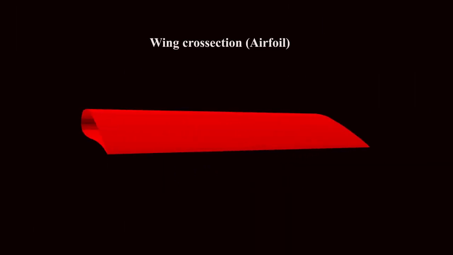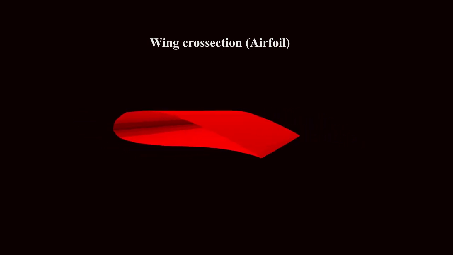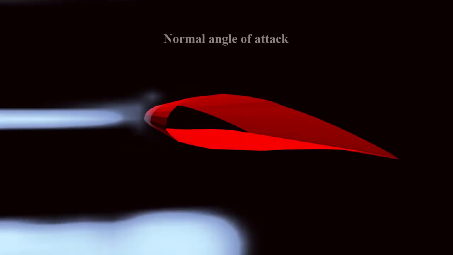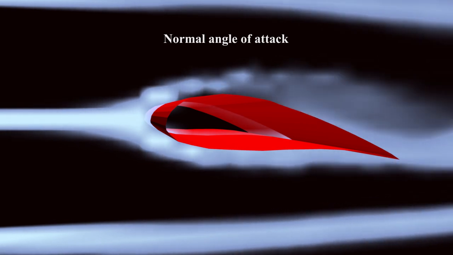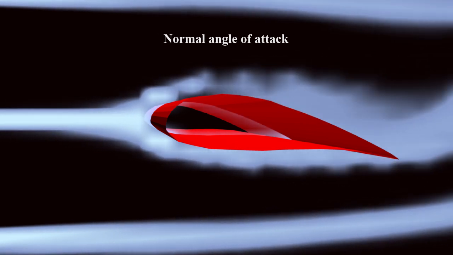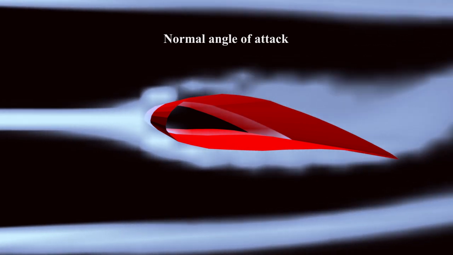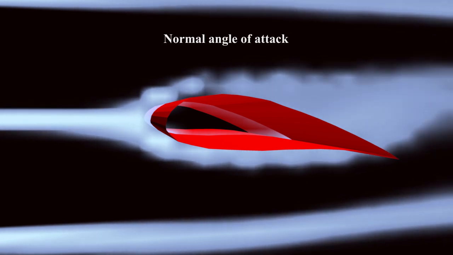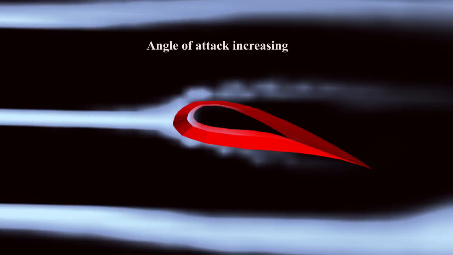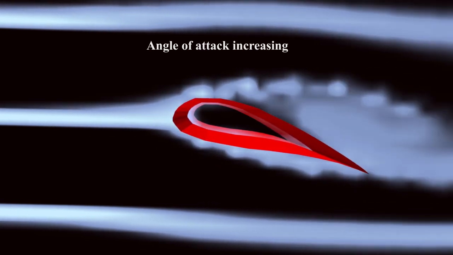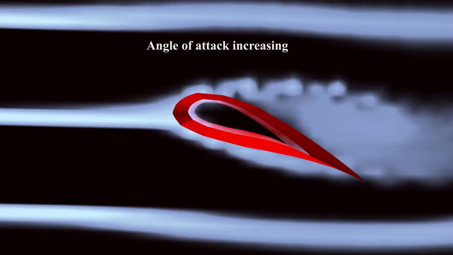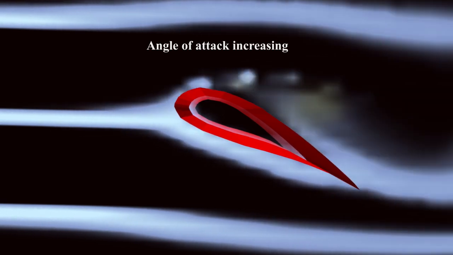Now we will see a wing stalling in a smoke tunnel. Here the air is flowing over a cross-section of a wing. Here the angle of attack is normal and the airflow over the wing is also normal. The angle of attack is increasing now. The airflow over the trailing edge starts separating now.